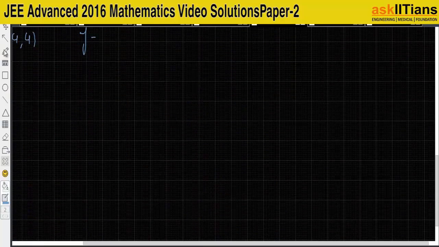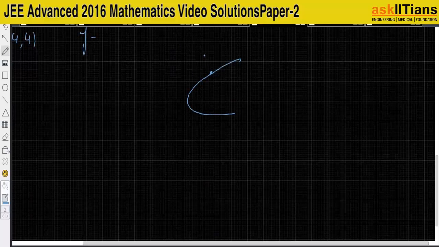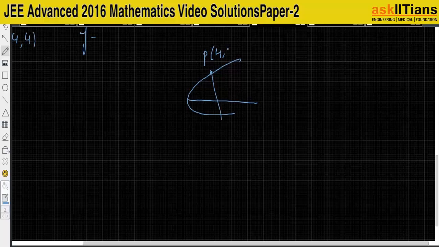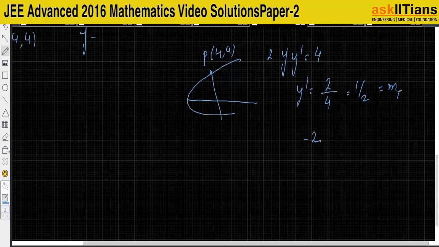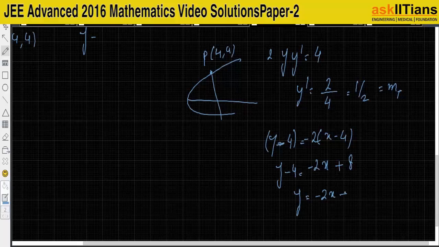So suppose this is the parabola, right? Let this point be point P, and I have to write down the equation of normal, and then find the x intercept. This point is 4 comma 4. So differentiating, 2y y dash equals 4. So y dash is 2 by y, that is 1 by 2. This is the slope of tangent. So the slope of normal will be minus 2, and the equation of normal will be y minus 4 is equal to minus 2 times x minus 4. So minus 2x plus 8 plus 4, this will be minus 2x plus 12.